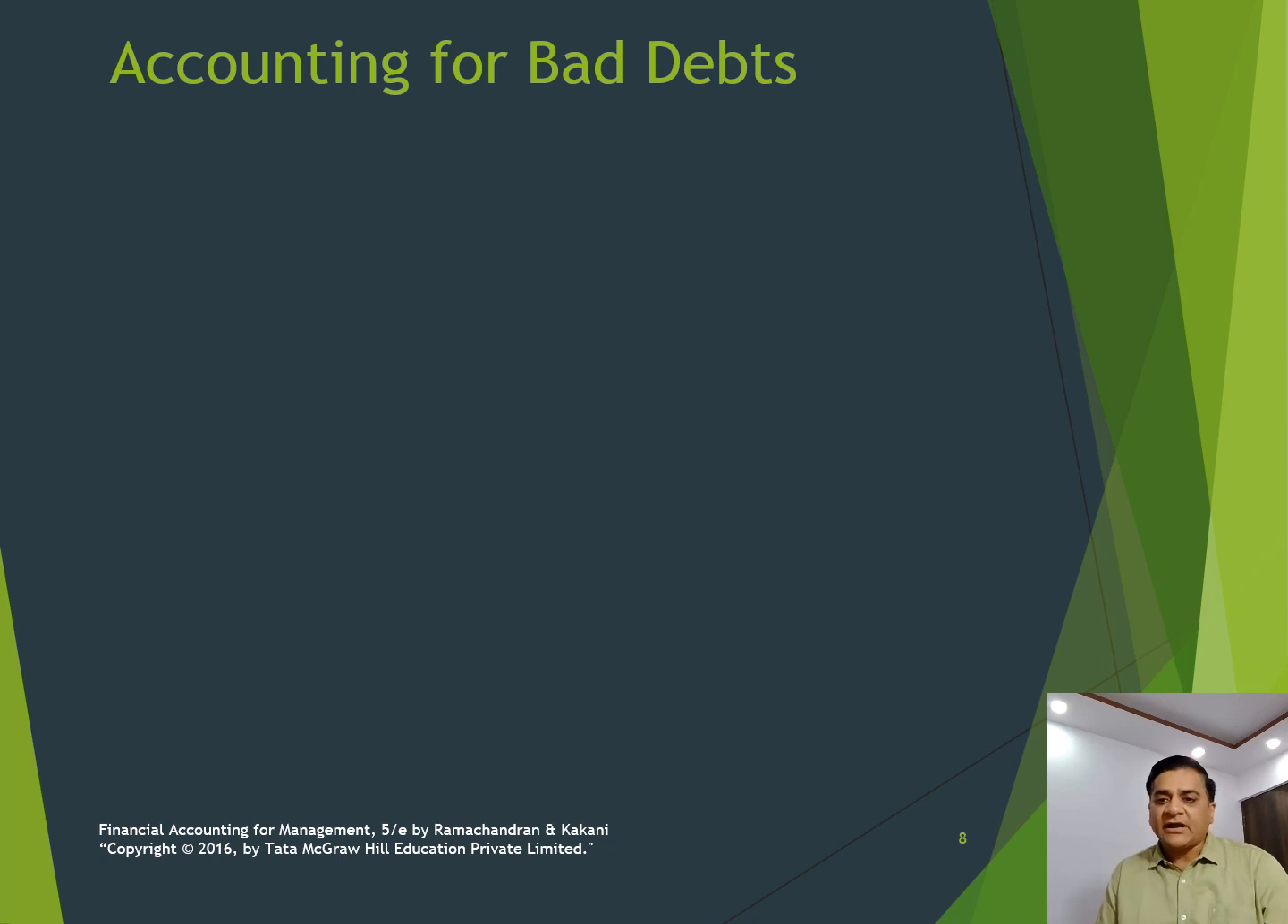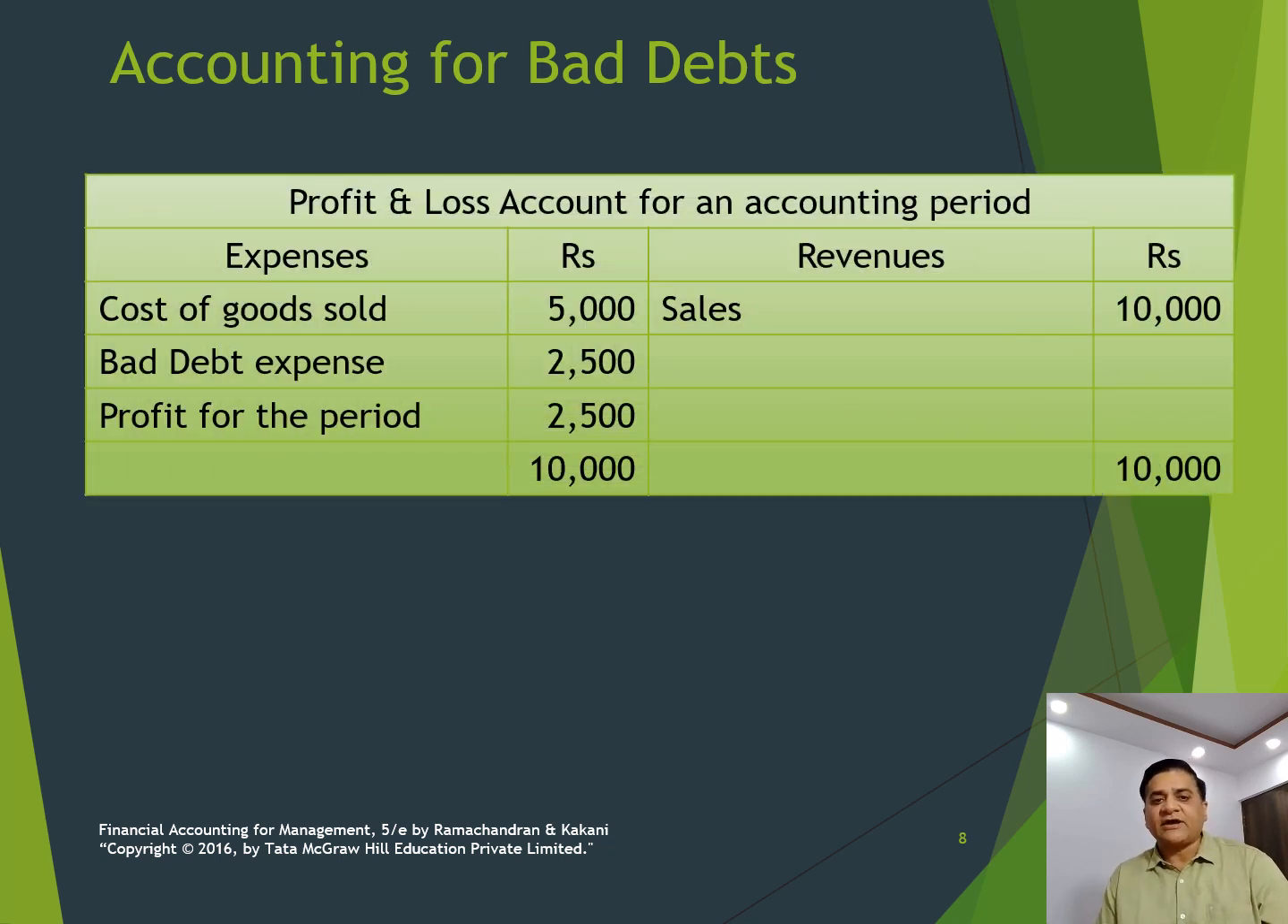If I account for the bad debts, then see what happens. My revenue is the same. My cost of goods sold is the same, but there is one expense in the name of bad debt expense, which means my profit which was supposed to be 5,000 has gone down to 2,500 here, right? So the profit goes down by the amount of bad debts. Bad debts means the amount which won't be receivable by me anymore.